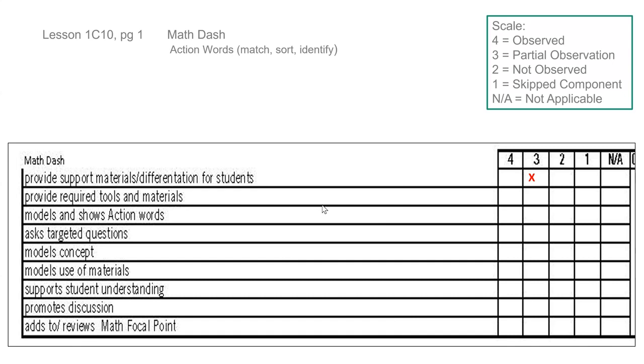Did the teacher provide required tools and materials? Yes, everybody had their shapes. It's quite a big set of shapes, so yep, everybody got one. Did the teacher model and show the action words? I really didn't see that. She did show, put the shapes together, but I really didn't see those targeted as action words and matched up with the action words. Did she ask targeted questions? Yes, she did. I thought she did a really good job of that. Did she model the concept? Yes, she did. She showed a good example and a poor example of how to make those shapes, first using circles, then using triangles, then using squares.